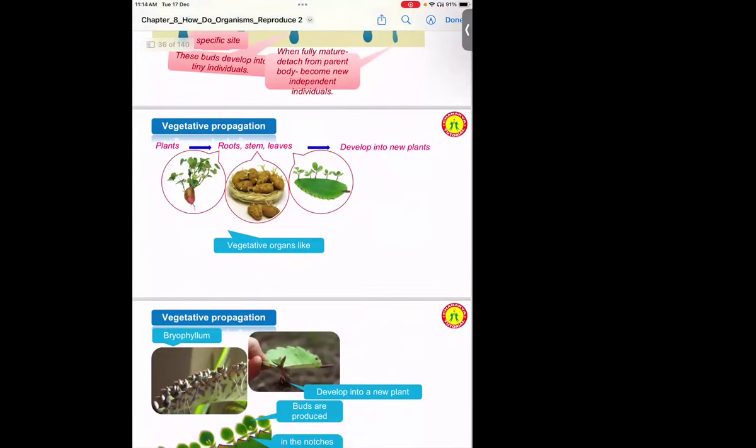Now, the next type of asexual method is vegetative propagation, where vegetative structures such as roots, stems, and leaves are used to develop into a new plant.